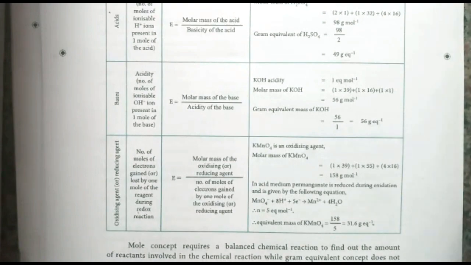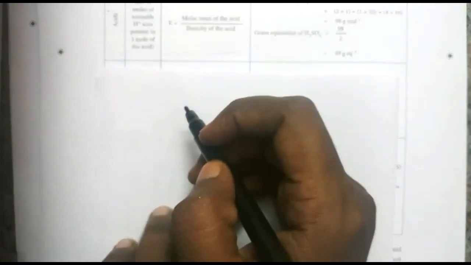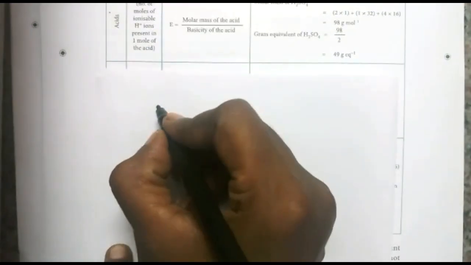Now, how do we easily calculate the equivalent mass of an acid? We are going to see how to calculate the equivalent mass of an acid. The equivalent mass of an acid is nothing but the molar mass of an acid divided by basicity.